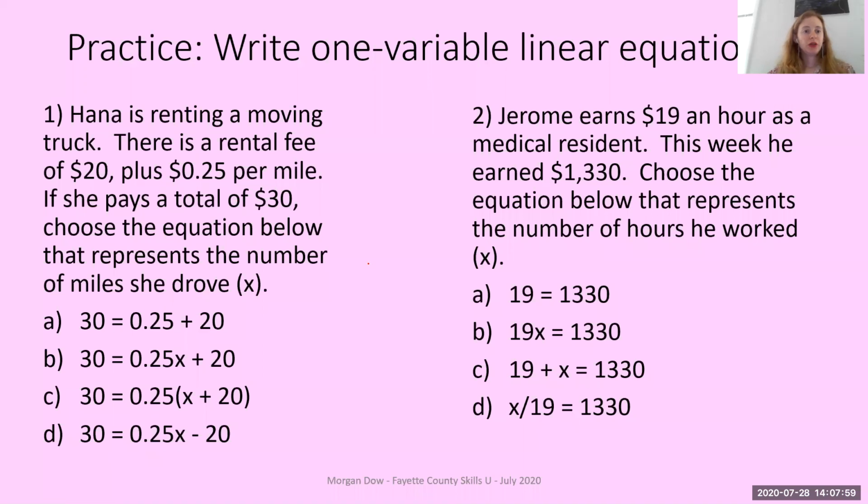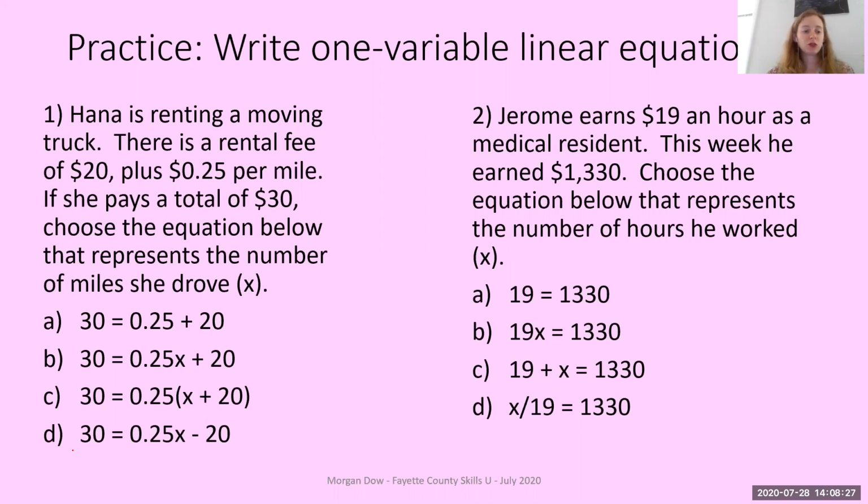Okay, so number one, Hannah is renting a moving truck. There is a rental fee of $20 plus 25 cents per mile. If she pays a total of $30, choose the equation below that represents the number of miles she drove, X. So again, this is a similar setup where we've got this total amount, this $30, and we're thinking about what goes into that total amount.